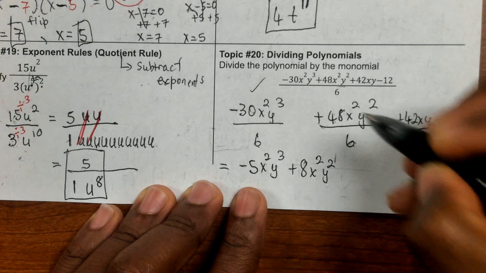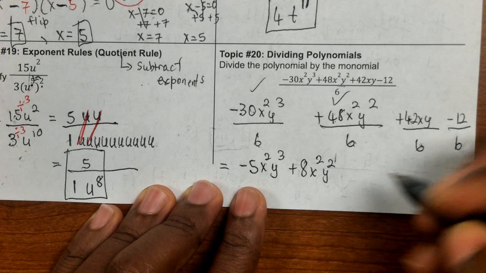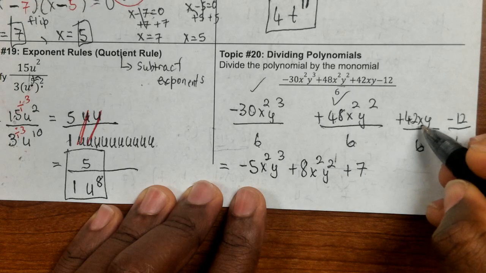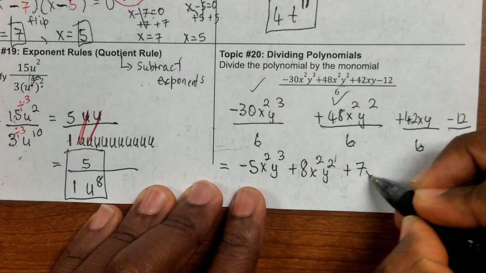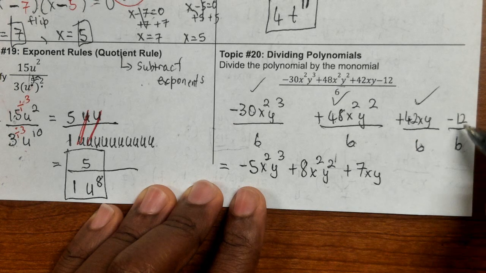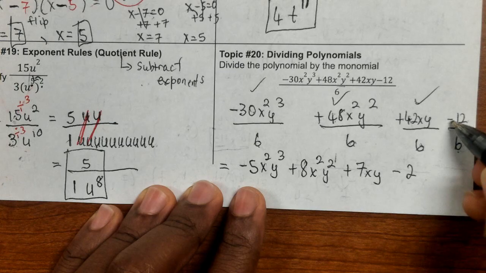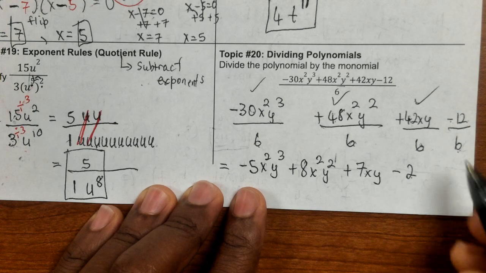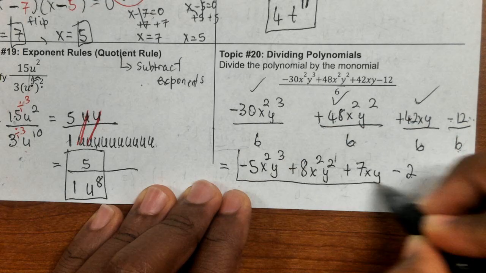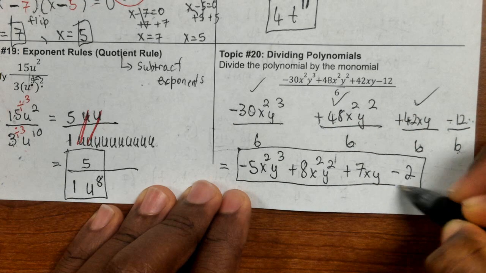Here I divide, so I'm done with this. Here I divide 42 by 6, I get positive 7. Positive divided by positive is a positive. I didn't divide by any x or y, so my xy stays the same. Now I'm done with that. Now I'm at the final term. Negative 12 divided by 6 is negative 2, because a negative divided by a positive is a negative. Alright, and there are no x's or y's, so I don't need to write any x's or y's. So all of this is my result.